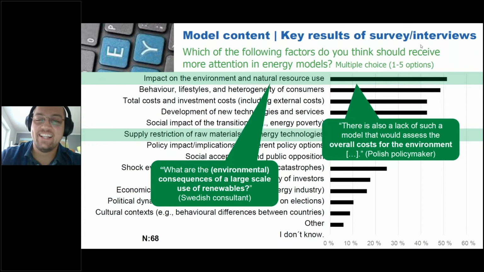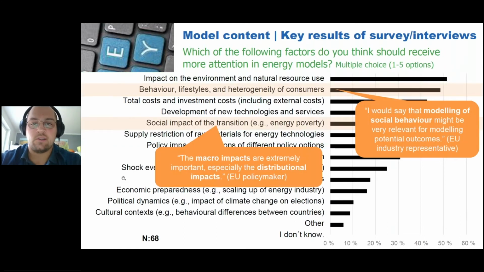Okay, let's go on. So for instance, a Polish policymaker said there's also a lack of such a model that would assess the overall costs for the environment. Or a Swedish consultant said, what are the environmental consequences of a large-scale use of renewables? So really, these are the driving or the urgent questions of stakeholders today. Next slide, please. But also, social aspects are ranked really high.